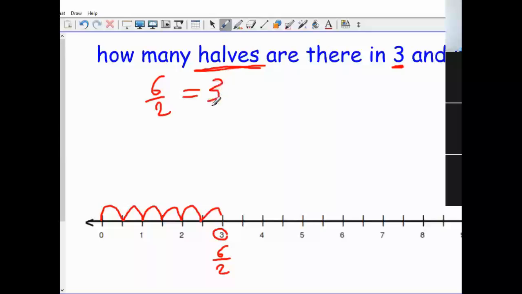Okay, and the other way, I have 3 wholes, and every 1 whole has 2 halves. Okay, so 3 times 2 equals 6. So 3 has 6 halves. So I can count in steps of 1 half, and I can multiply by 2 because every 1 whole has 2 halves.